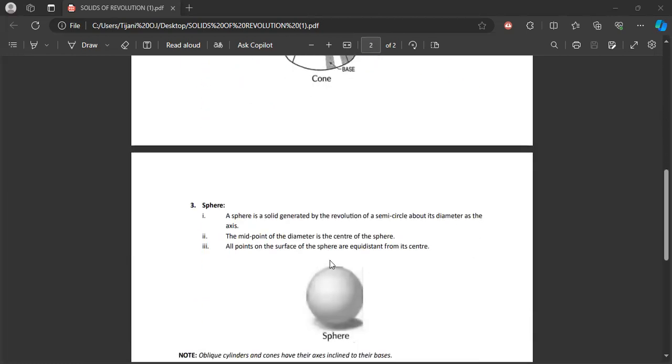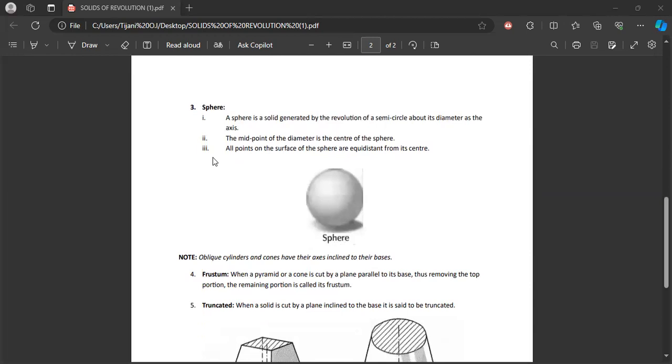Then another solid of revolution is a sphere. We have this information about the sphere. A sphere is a solid that is generated by the revolution of a semicircle about its diameter as the axis. The midpoint of the diameter is the center of the sphere. All points on the surface of the sphere are equidistant from its center. That's what we have about the sphere as a solid of revolution.